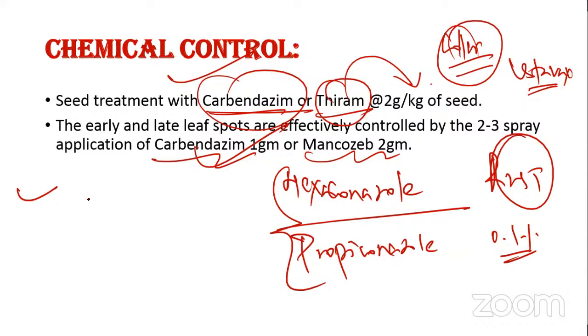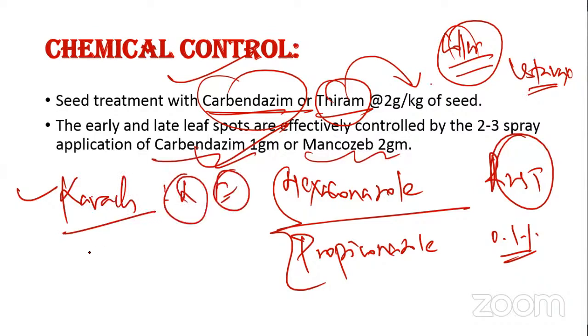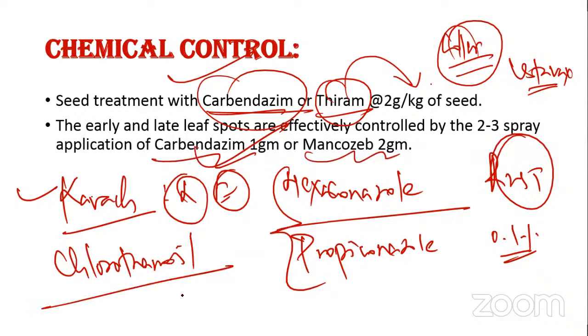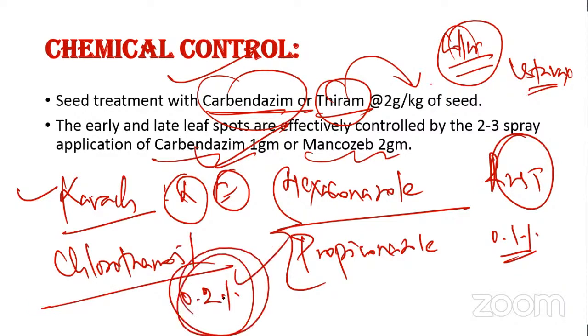But the most preferred, especially in southern Karnataka and even North Karnataka, is Kavach. When it comes to late or early leaf spot, they will go for spraying of Kavach, chlorothalonil, at 0.2%, so it gives effective control. Okay. Do you have any doubt with respect to groundnut diseases?